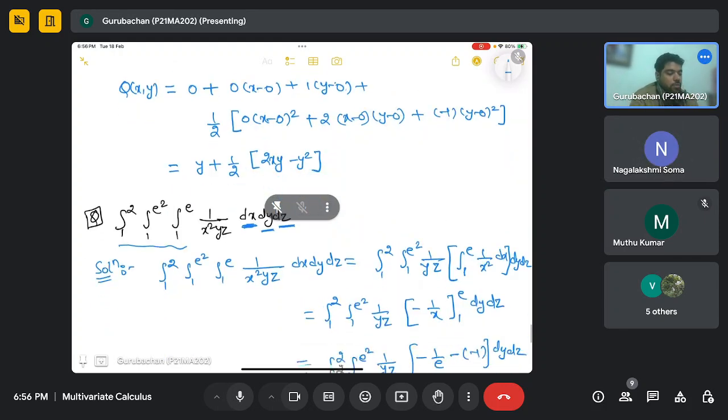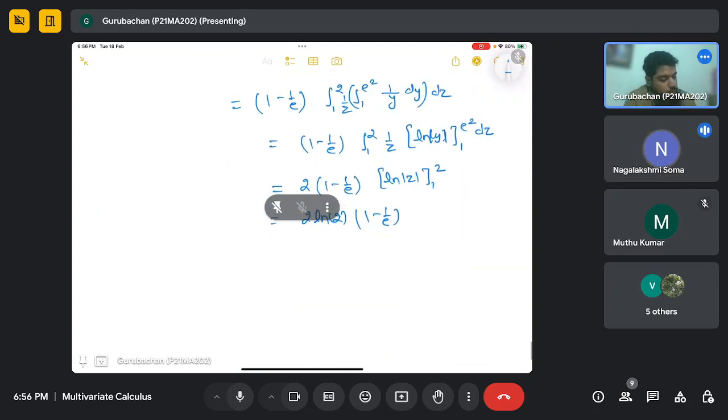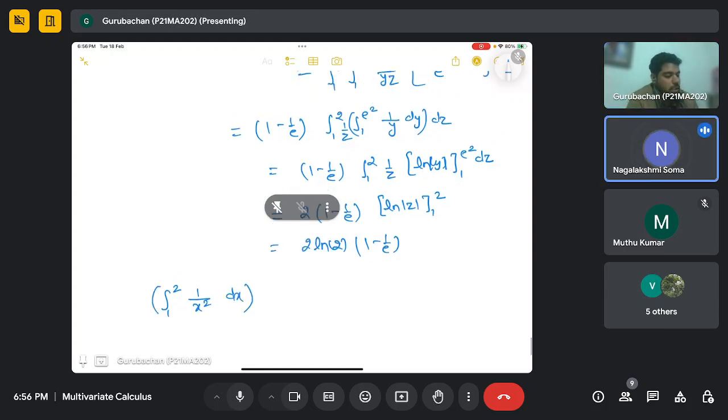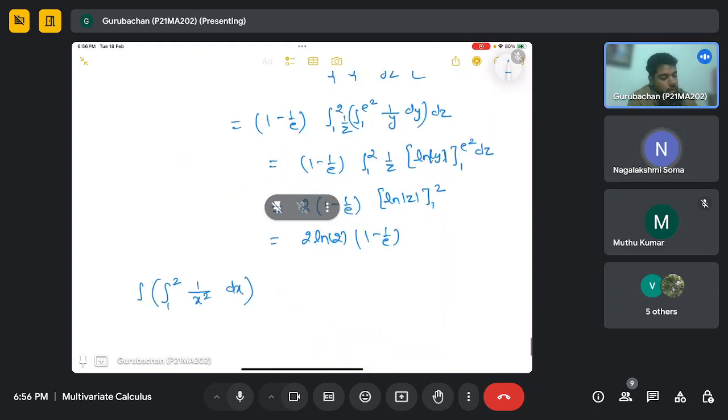Now, in which order you want me to integrate? y or x? I'm taking first the limits 1 to 2 for 1 by x square dx. Next, the other one is 1 to e square, 1 by y dy.